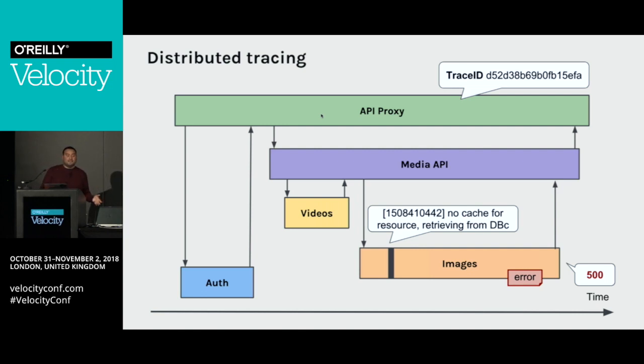You can understand latencies. In this specific case, you can see that the image service took much more time because it couldn't find the resource in the cache layer. It had to go to the origin and reproduce all the data. You can understand it, right?